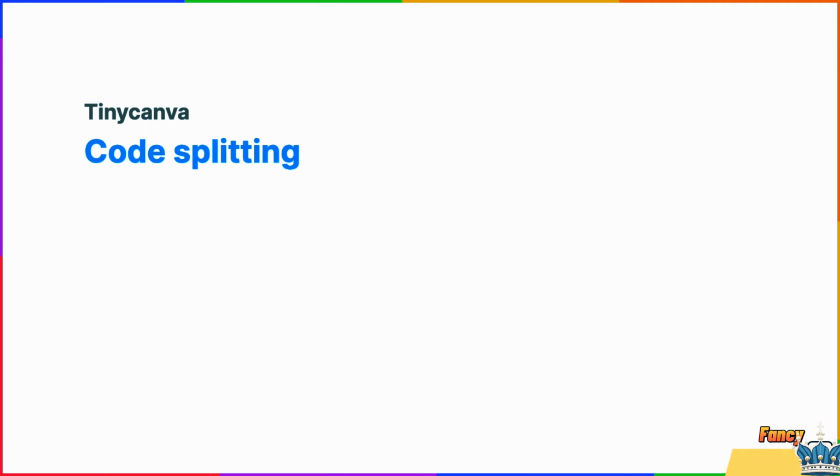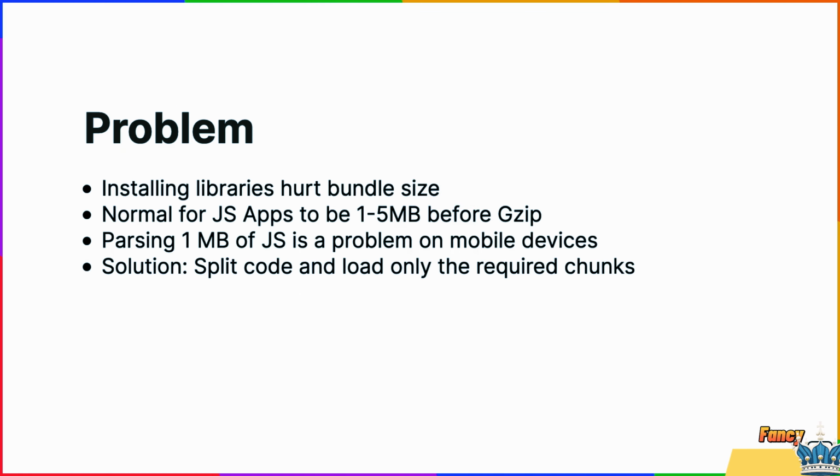The JS ecosystem makes developing JS apps fast, but installing libraries hurts the bundle size. It is normal for a JS app to be 1 to 5 megabytes before gzipped. This means that the client has to parse at least 1 MB of JS code to make any sense. This might not be a problem for shiny MacBooks, but is definitely a concern for low-end mobile hardware.